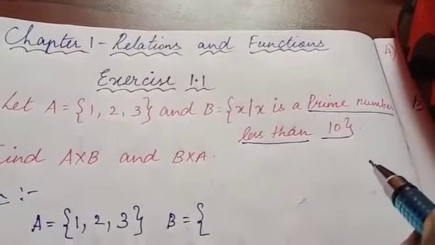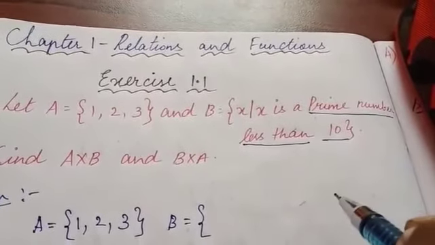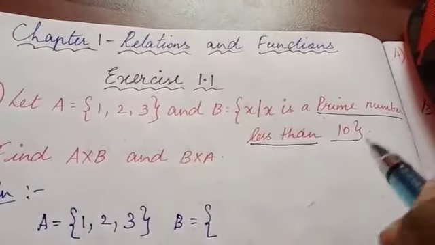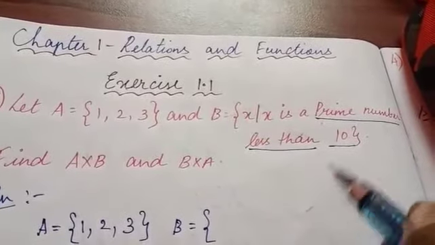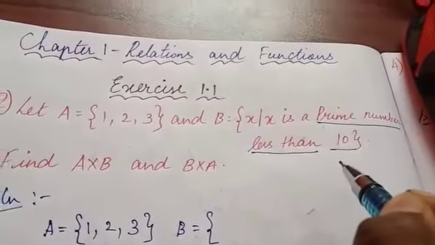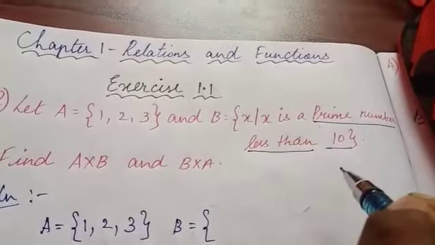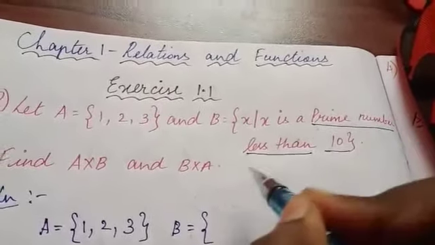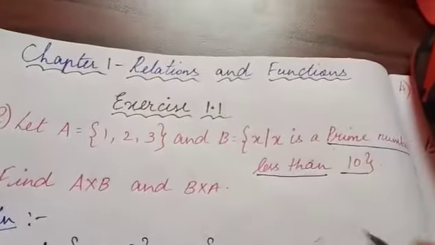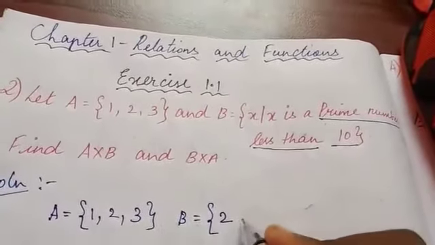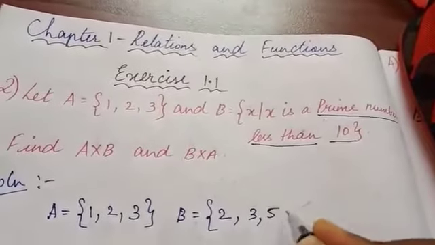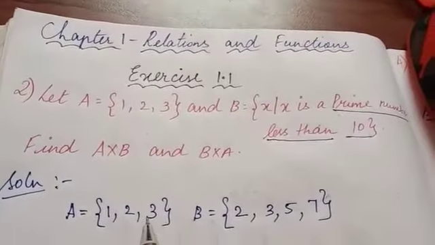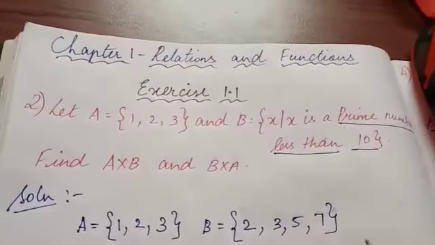So what is a prime number? A number which is divisible only by itself and 1 is called a prime number. I'll repeat it again: a number which is divisible only by itself and 1 is called a prime number. So the prime numbers less than 10 are 2, 3, 5 and 7. Now we have the elements of both the sets.